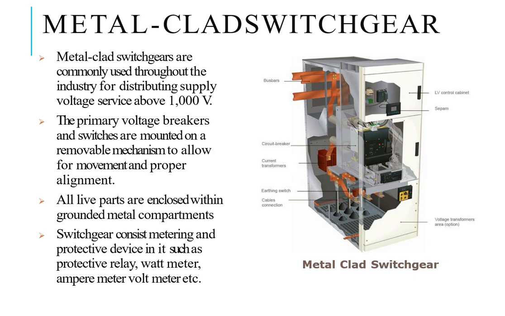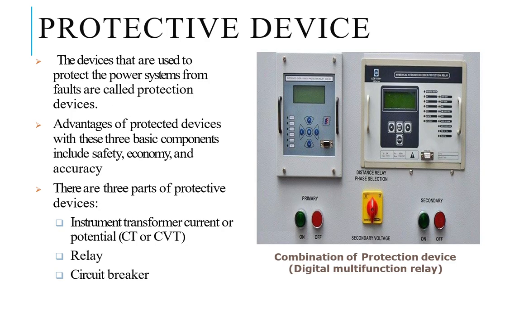Switchgear consists of metering and protective devices, such as protective relay, wattmeter, ammeter, and voltmeter. Protective relay is a part of the protection system. It is a device that protects the power system from faults, called protection devices. Advantages of protective devices with these three basic components include safety, economy, and accuracy.